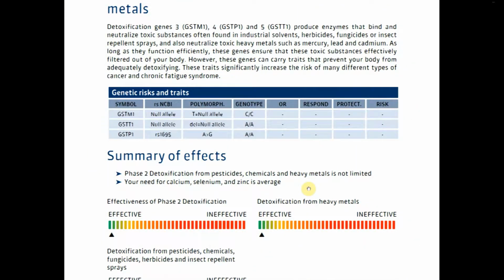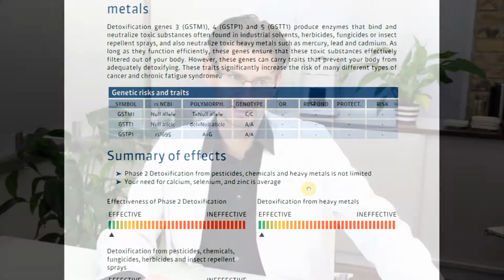Do check what your result is. And you see here the effectiveness of phase 2 detoxification is very effective. It might also be very ineffective or somewhere in between. Now, if you're in the effective area, then organic food might still be a good idea, but it's not going to be so critical for you. If you're here, I would really make sure that I eat organically. Try to avoid any kind of substances, fertilizers that might contain substances that could harm your body.